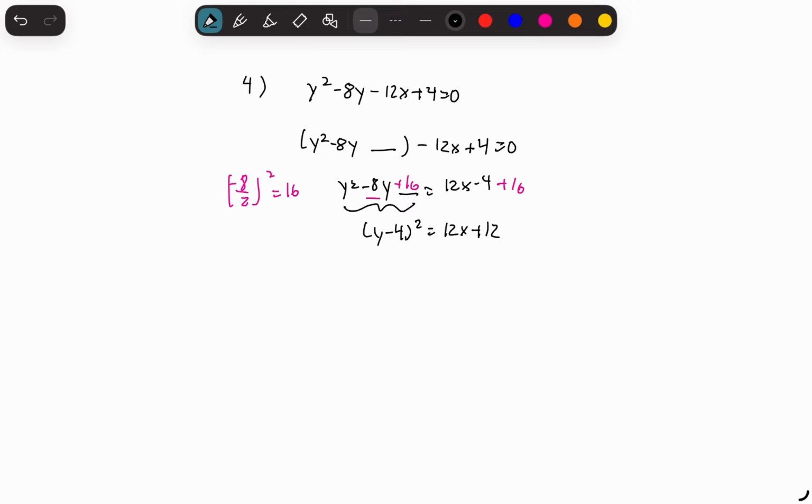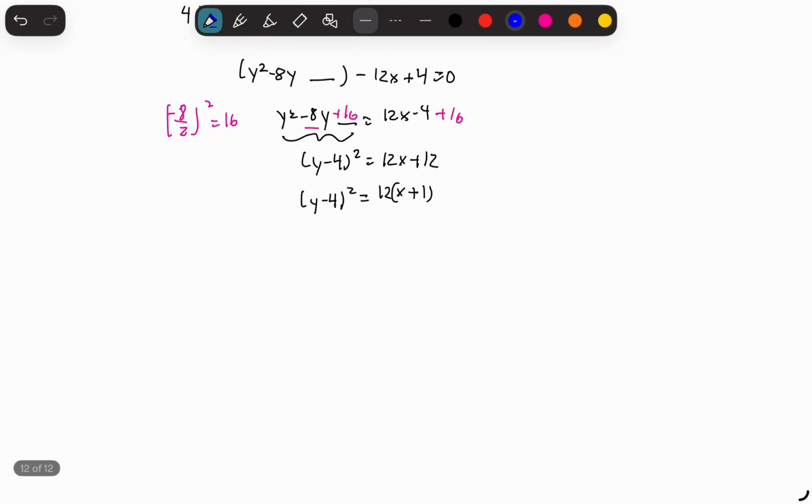Now if you factor the right side, it's going to be 12 times x plus 1, and this is y minus 4 squared is equal to this. So this matches the conic form, that is y minus k squared is equal to 4p times x minus h. And this is a parabola with a vertex of negative 1, 4.